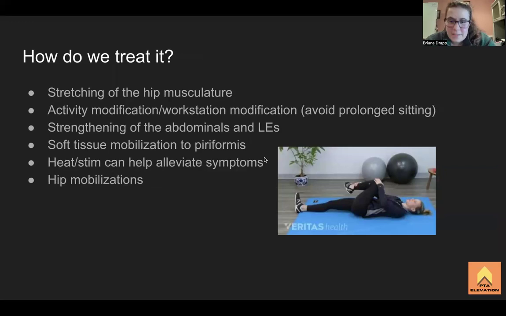Again, this piriformis stretch right here is the number one thing. People think piriformis syndrome, they're like, all right, stretch. Yeah, it does help. We have to stretch and strengthen, though. We can't just stretch the crap out of the muscle. We've got to also strengthen it as well. So strengthening of the abdominals and lower extremities in general. Doing those hip strengthening exercises definitely helps. Stretching is going to make a huge difference though, guys.